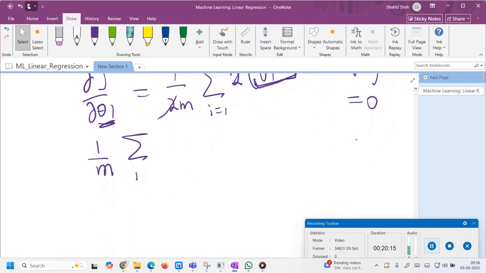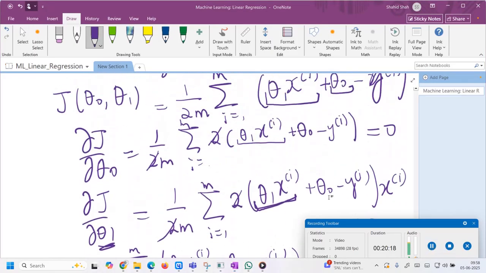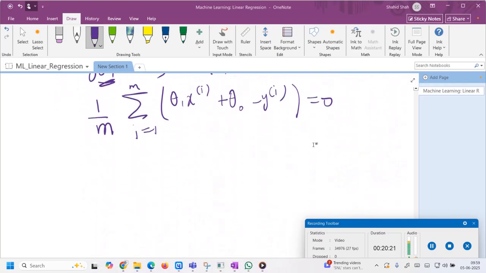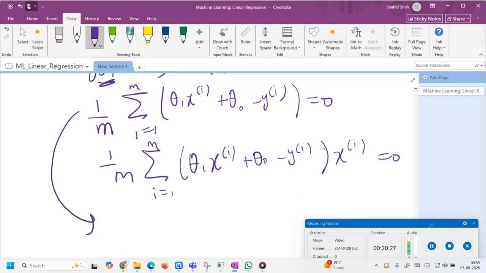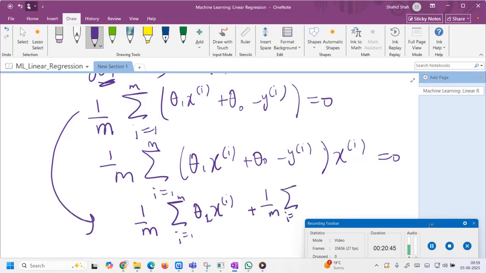Now 1 by m. So the first equation, when we put it equal to 0, gives this one, and the second equation gives this. Now let's try to simplify these and see how to get theta 0, theta 1. In the first equation, what we will see is 1 by m summation theta 1 xi plus 1 by m summation theta 0 minus 1 by m summation yi equal to 0. What does it give us?